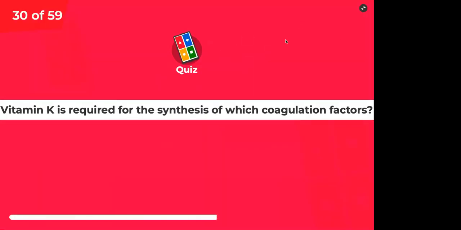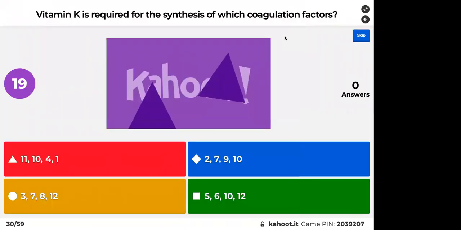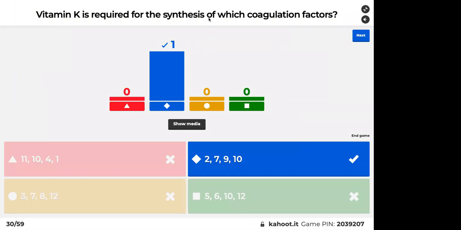Okay, vitamin K is required for the synthesis of which coagulation factors? Yeah, perfect. The way they said to memorize this was just to think about the main TV channels.